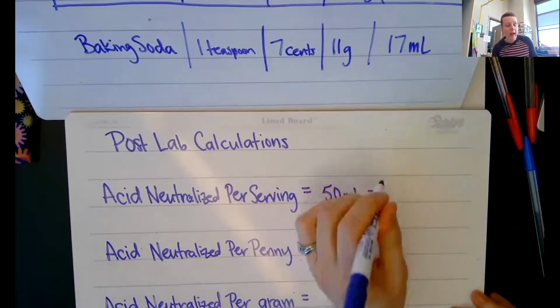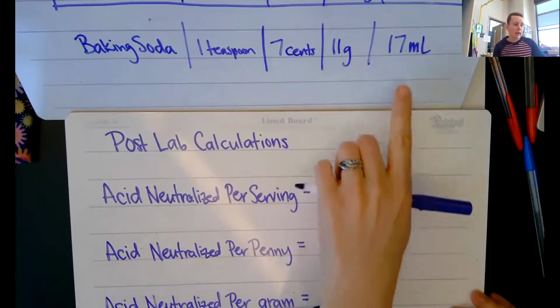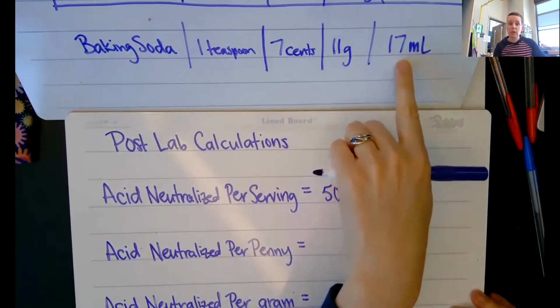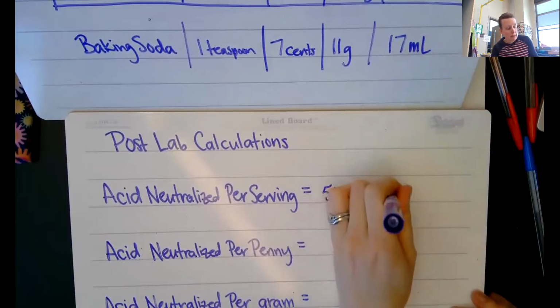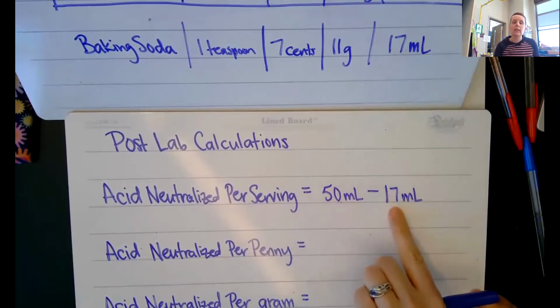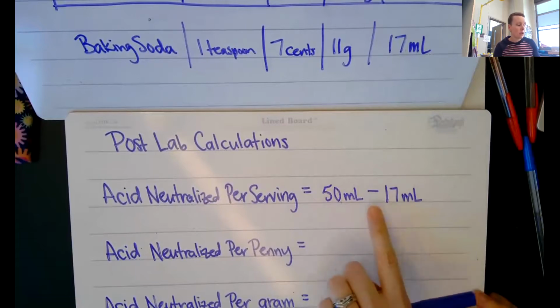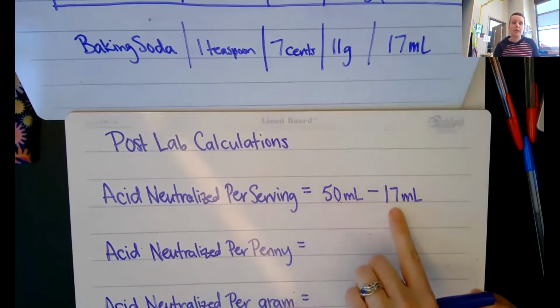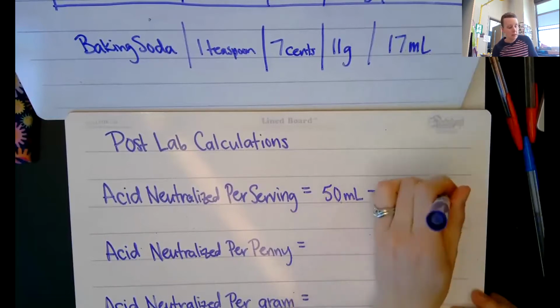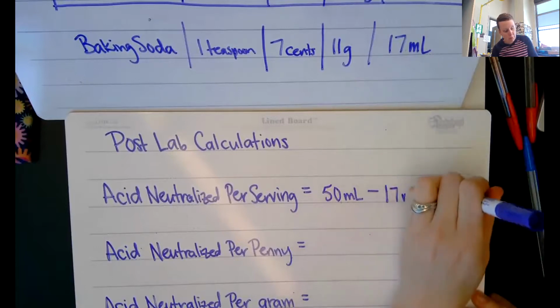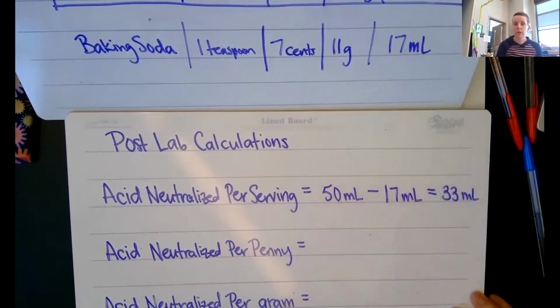And you're going to subtract the amount of acid that was still left, which is indicated by the base that you needed to finish the neutralization. So if I needed 17 milliliters to finish my neutralization, that means there was still 17 milliliters of acid left in my stomach. So not all 50 was neutralized, only how much was neutralized, right? 50 minus 17, we get 33 milliliters of acid was neutralized.